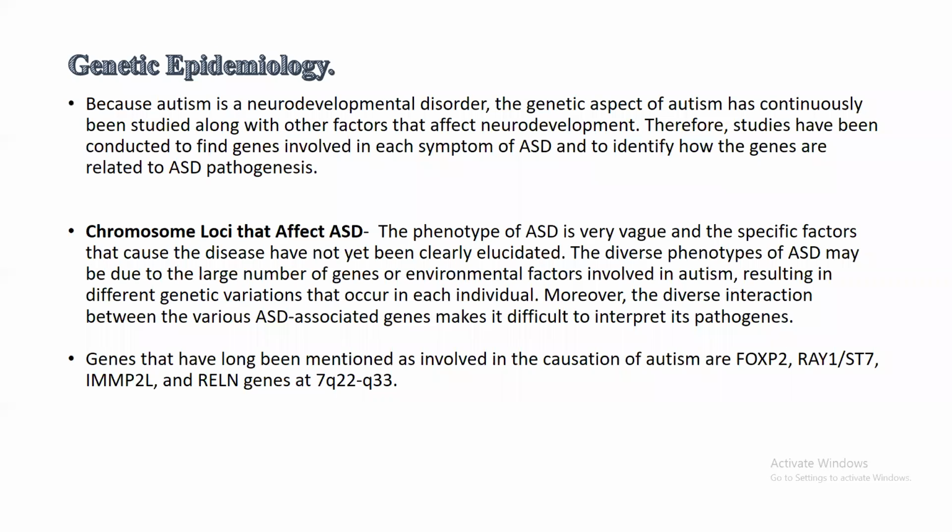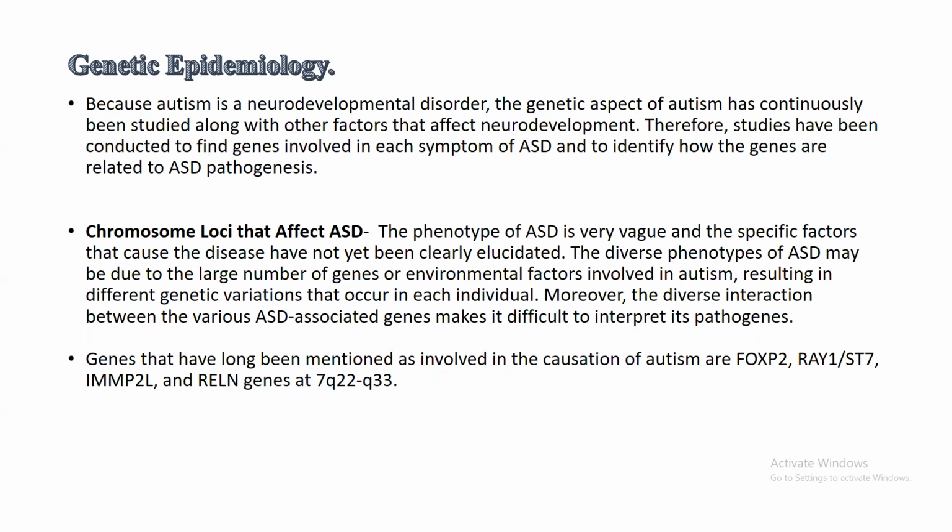Genetic epidemiology. Because autism is a neurodevelopmental disorder, the genetic aspects of autism have continuously been studied along with other factors that affect neurodevelopment. Therefore, studies have been conducted to find genes involved in each symptom of ASD and to identify how the genes are related to ASD pathogenesis. Chromosome loci that affect ASD are difficult to explain, because the phenotype of ASD is very vague, and the specific factors that cause the disease have not yet been clearly elucidated.